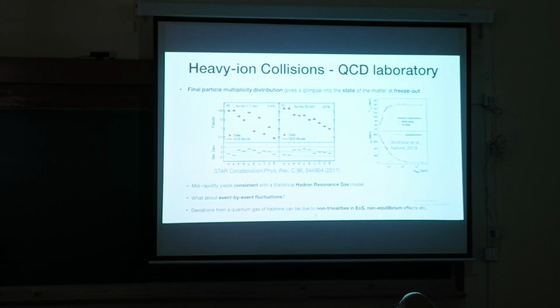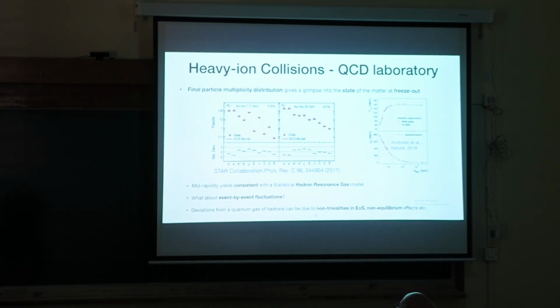Now let's look at the other approach that we have to study QCD, which is the experimental approach. The QCD terrestrial laboratories we have are heavy ion collisions, and what heavy ion collisions measure are the final particle multiplicity distributions. These observables tell us about the state of the matter at freeze out, that is the space-time hypersurface where the system was in equilibrium for the last time before the hadrons freely stream to the detectors. What you see here is a plot which shows the agreement of the mid-rapidity yields for various particles with the statistical hadron resonance gas model.